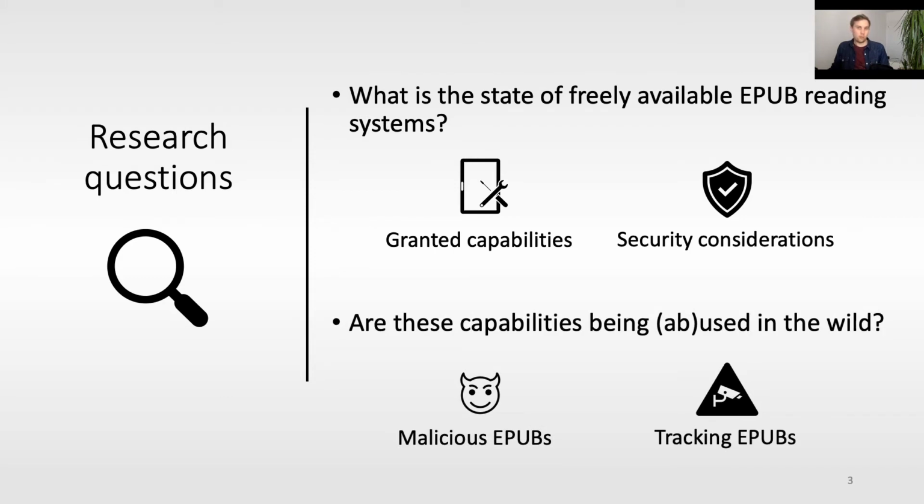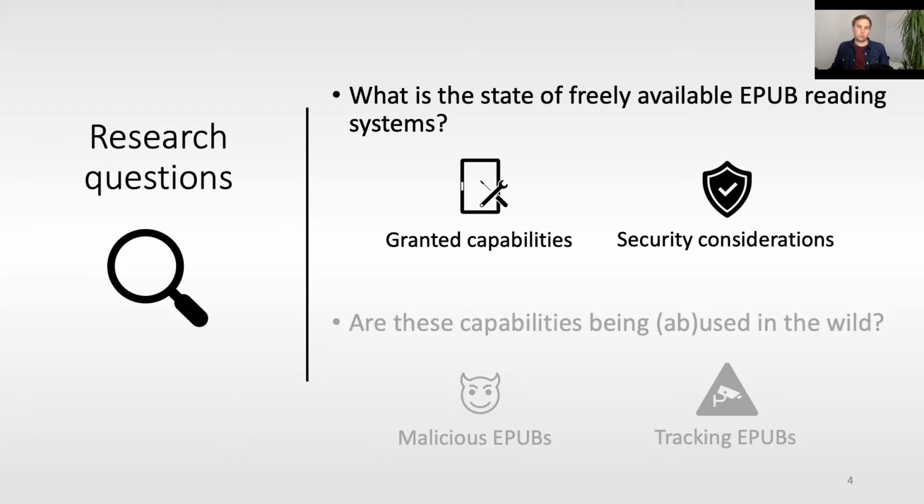For the second question, we focus on the Epubs that are being distributed online. Are the identified capabilities already being abused in the wild? Here we consider two threat models. Can we find malicious Epubs that abuse capabilities to harm? For example, an attacker who tries to hack the user's device. And can we find Epubs that abuse capabilities to track? For example, a publisher would like to know more about the user's reading interests.